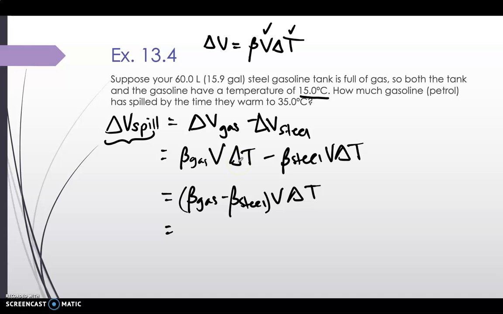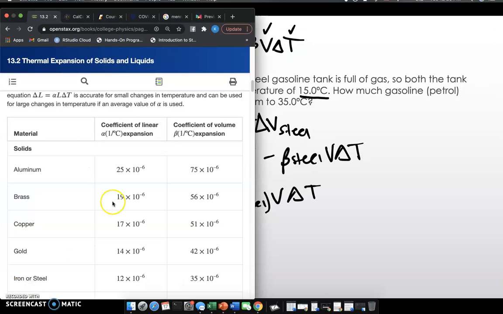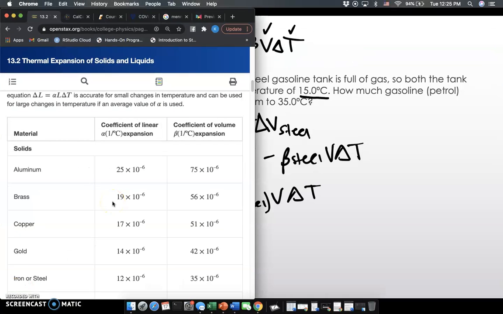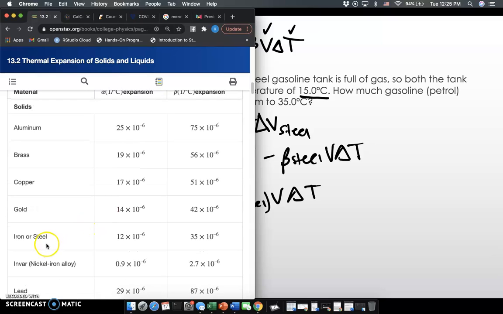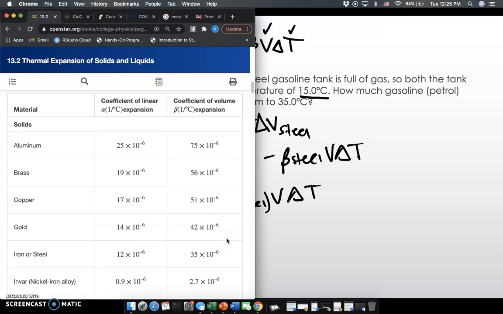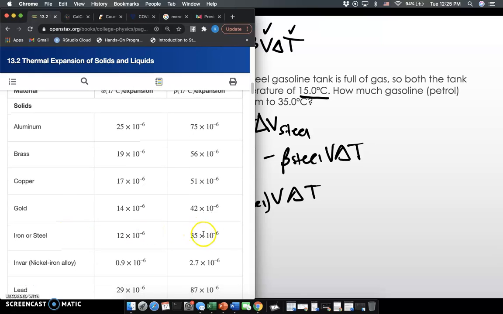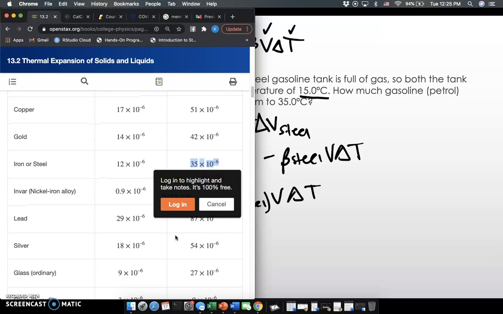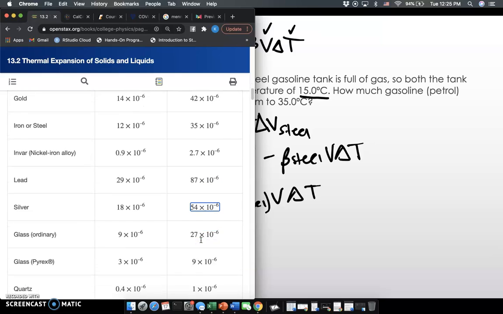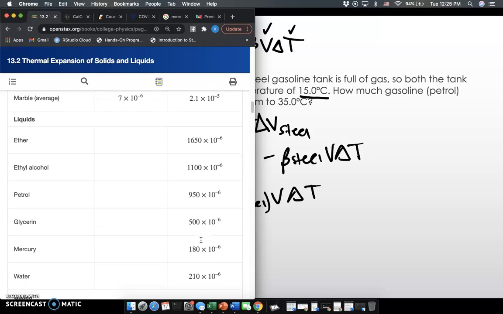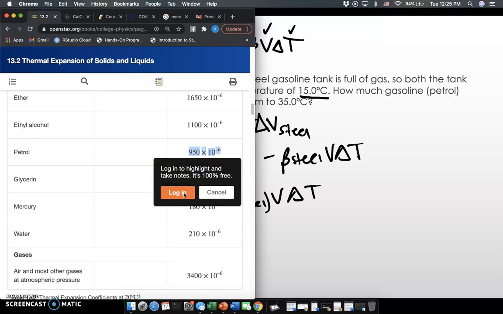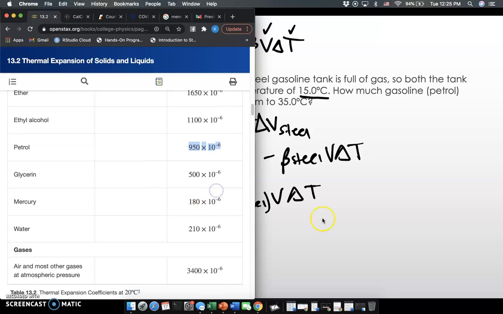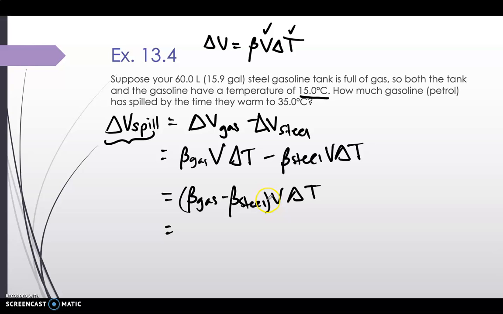All right, and again, I can look at my chart here, and I see for steel that my coefficient of volume expansion, beta, is 35 times 10 to the negative 6 per degree C. And then we're looking for gasoline or petrol, which is right here, and that's going to be 950 times 10 to the negative 6 per degree C. So let's go ahead and plug that in.